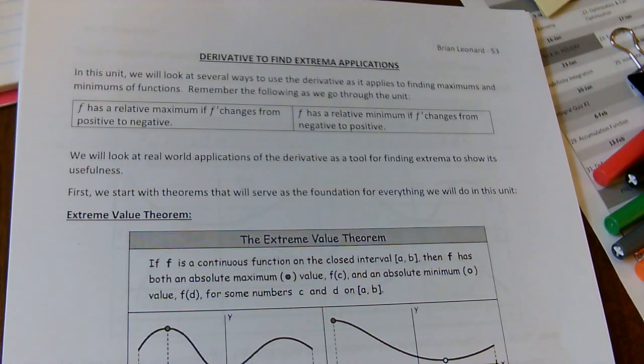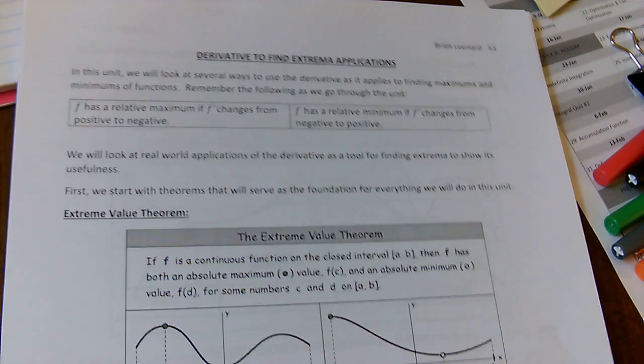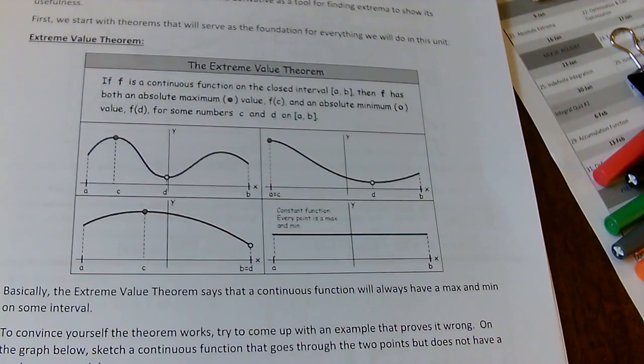So we're going to need to start with some theorems that we'll be referring to throughout this. The first is called the extreme value theorem. What it says is that if you have f, which is a continuous function on a closed interval from a to b, so remember it's continuous, no holes, then f has both an absolute maximum and an absolute minimum for some numbers in the interval.